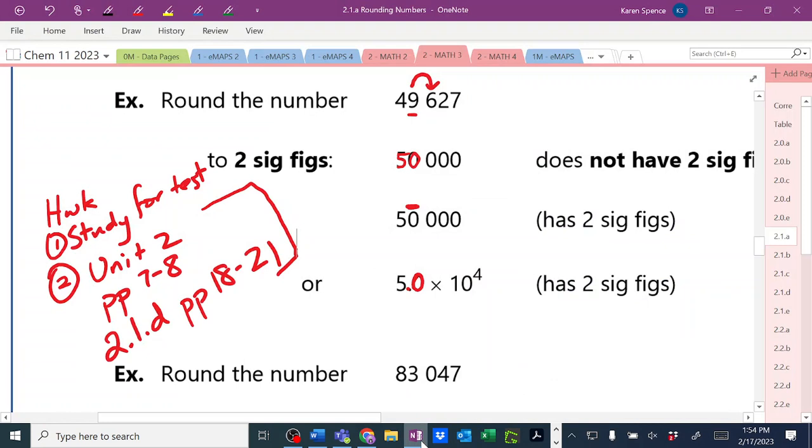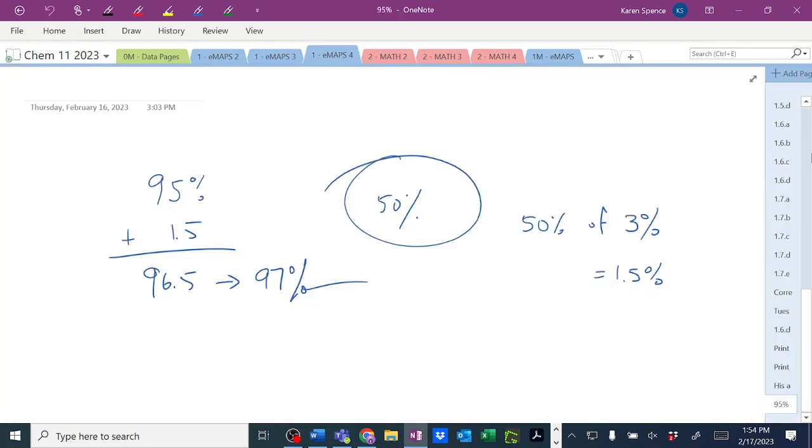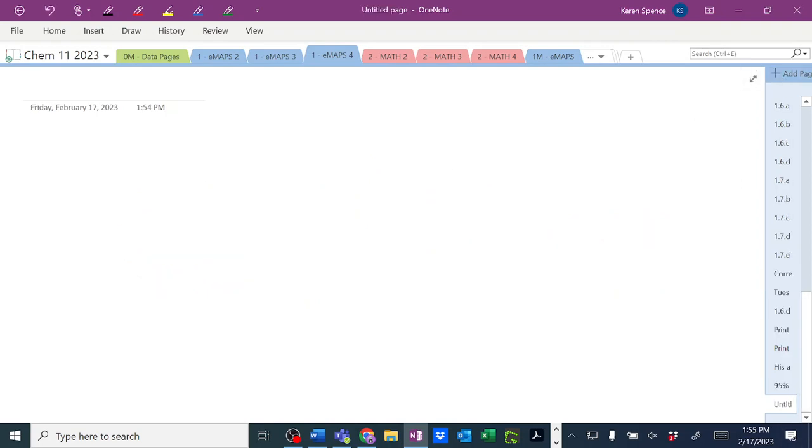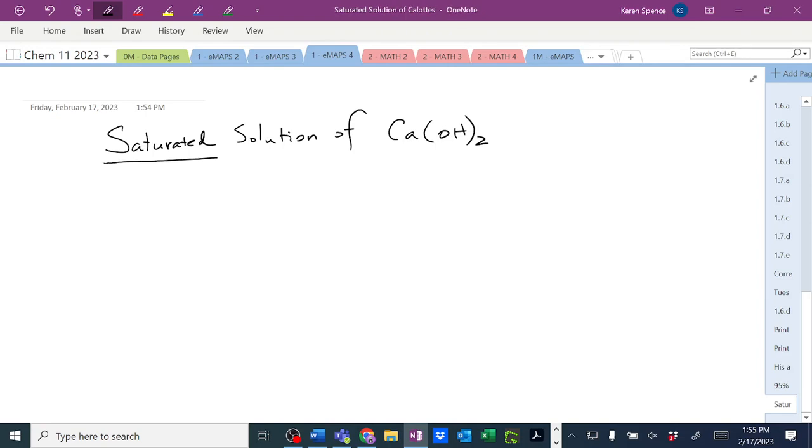The whole last question, that saturated solution of calcium hydroxide. Okay, so let's take a quick look at that so that you all know what you are doing for that. So we have a saturated solution of calcium hydroxide, CaOH2. And what I would like you to do is talk with your neighbors about what it means for a solution to be saturated.